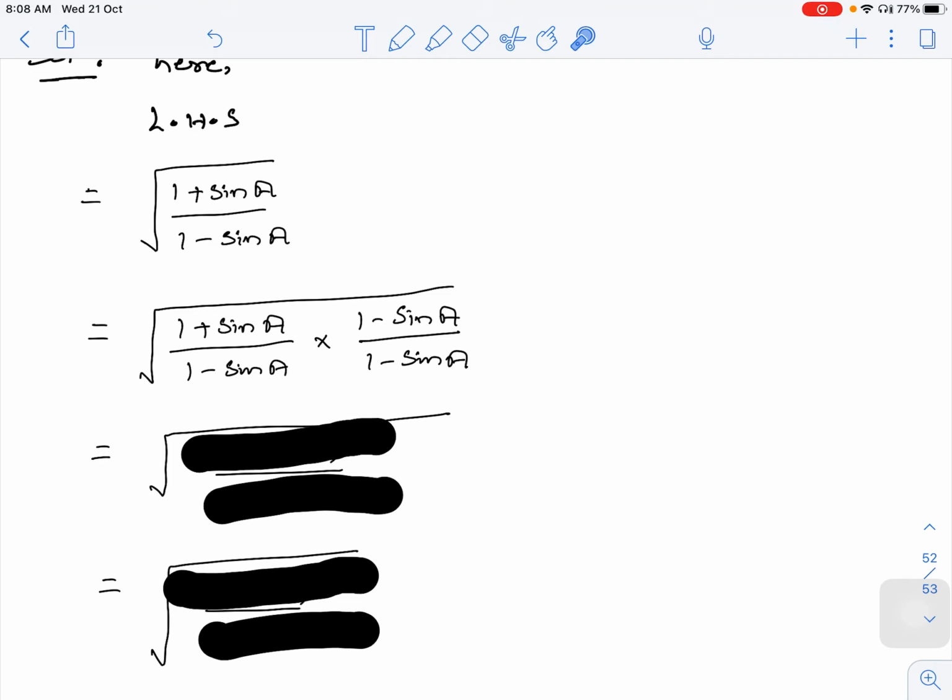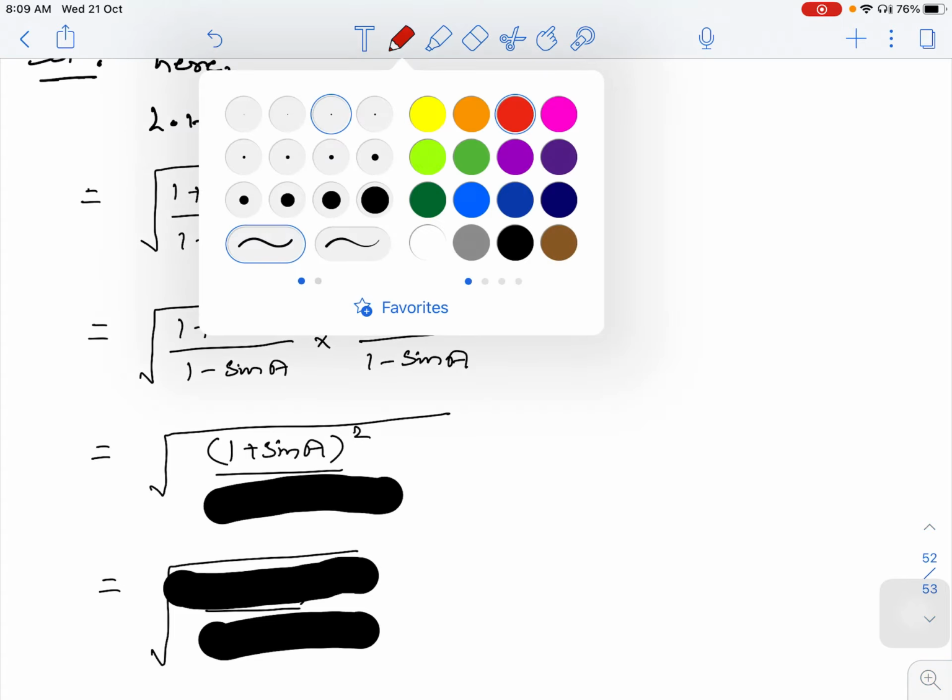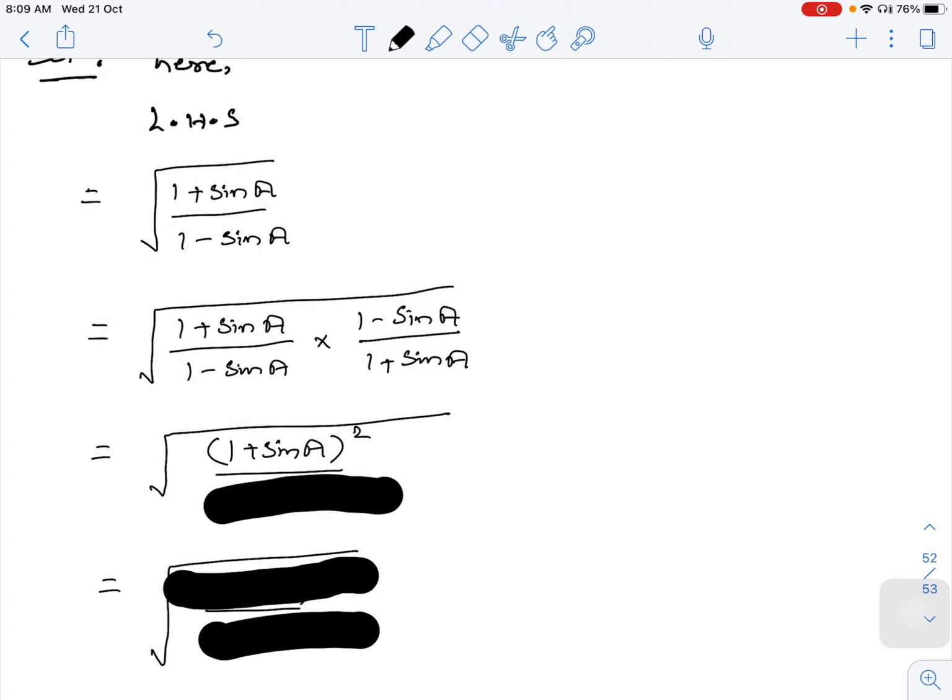It can be seen in the numerator it is (1 plus sine a) into (1 minus sine a). Now it is of what form? a plus b, a minus b, which can be written as a square minus b square. So that we have written over here. Okay, just a minute. Here we have to multiply it by 1 plus sine a, 1 plus sine a. Then it will be correct.